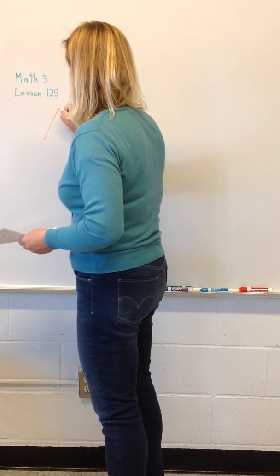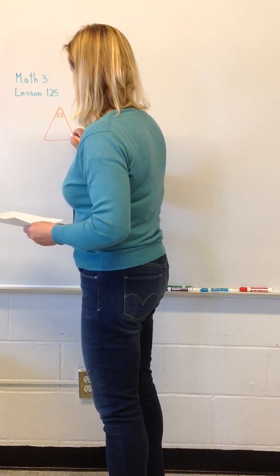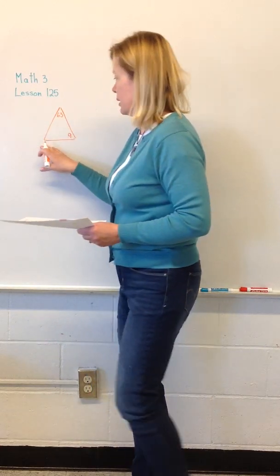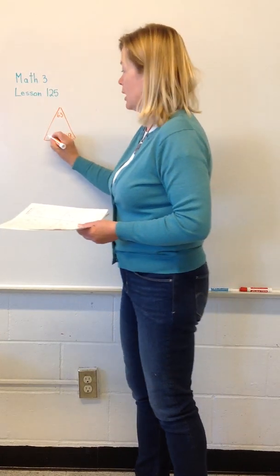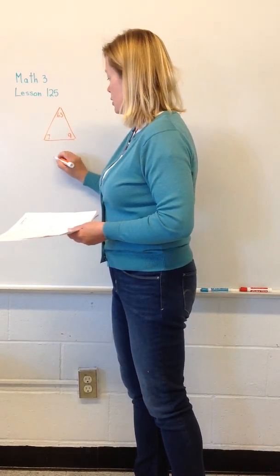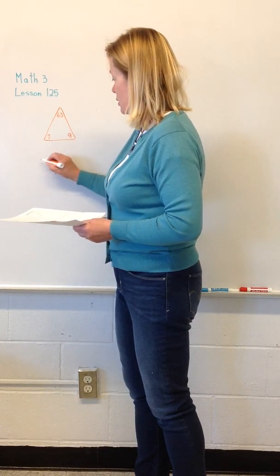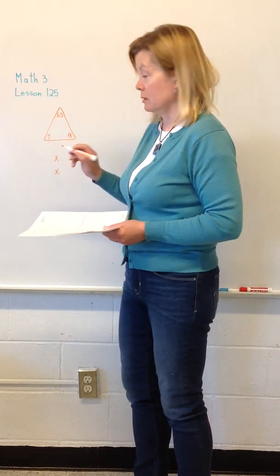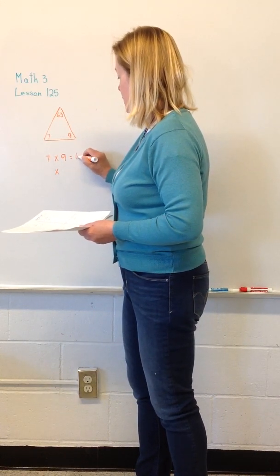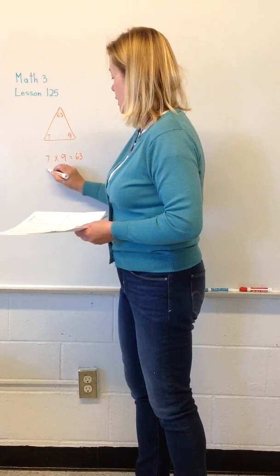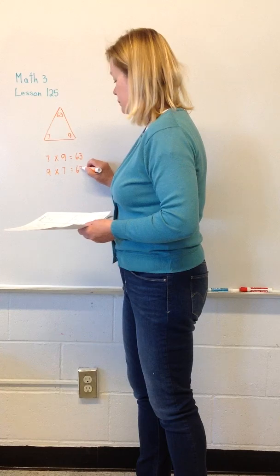So we have 63. And their missing factor is on the left this time. So 9 times what will equal 63? 9 times 7. All right. So notice that they've written these horizontally this time. So what are we going to write? 7 times 9 equals 63. Then 9 times 7 equals 63.